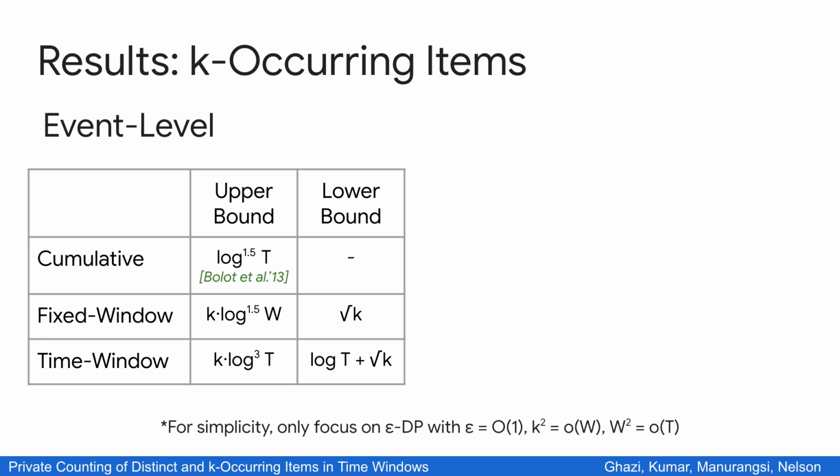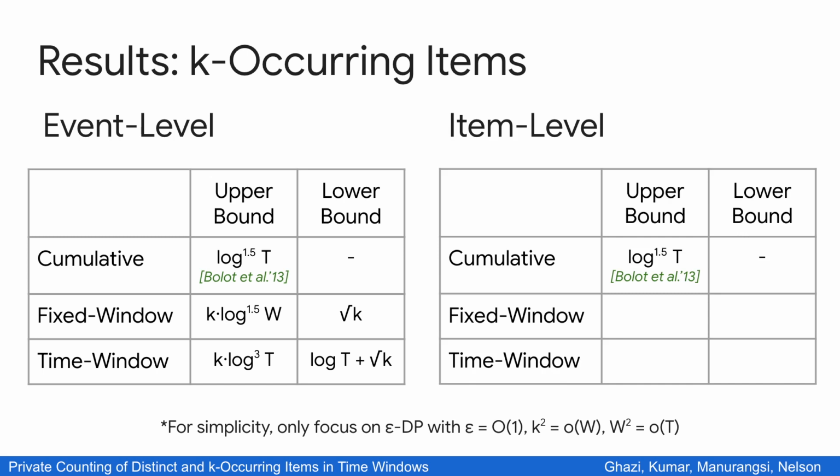Next, for the time window setting, we give an algorithm that has an error k times log cube t and a lower bound of root k plus log t. For the item level setting, interestingly, the Bolot et al.'s algorithm translates naturally here with exactly the same error. However, the nature of the problem changes substantially for the fixed window and time window settings. In particular, for the fixed window setting, we give an upper bound of k times t over w. Note here that the dependency on t is now polynomial, whereas before there was no dependency on t at all. And we also show that this is necessary by showing a lower bound of t over w plus square root k.